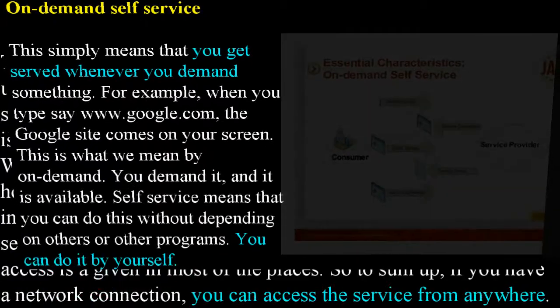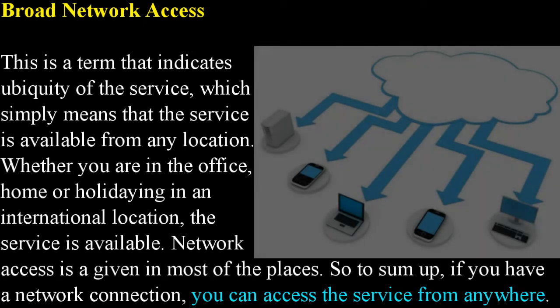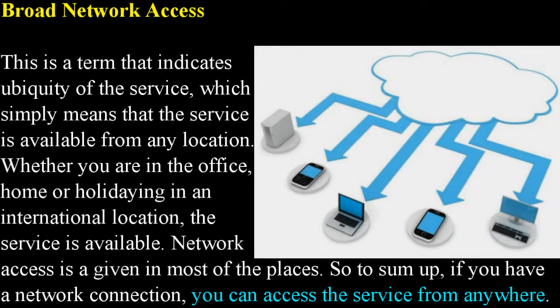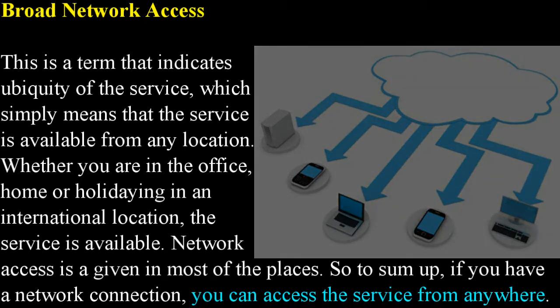Now the second point, there is broad network access. Now this is a term that indicates ubiquity of the service, which simply means that the service is available from any location. Whether you're in the office or home or holidaying in an international location, the service is available. Network access is a given in most of the places. So to sum up, if you have a network connection, you can access the service from anywhere. Nowadays, internet is available everywhere, so broad network access is made possible through that.